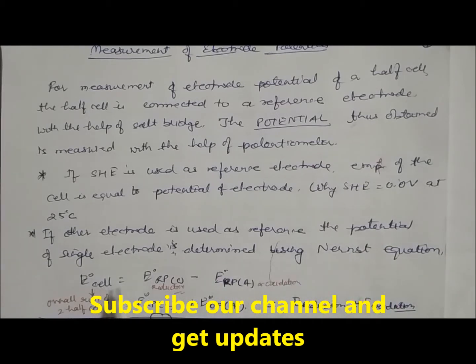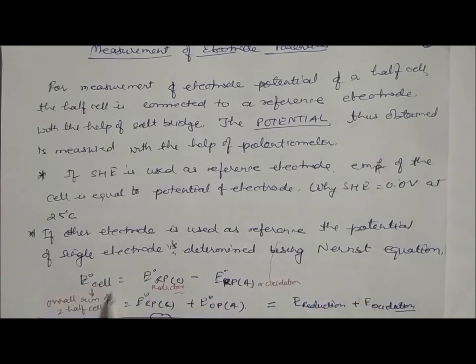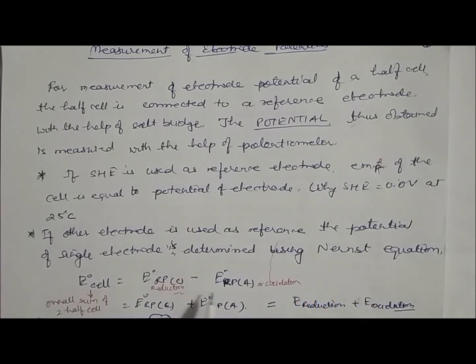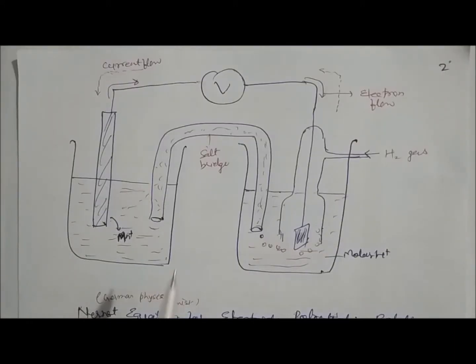So E naught of cell will be equal to E naught RP of cathode minus E naught RP of anode. Here the cathode is reduction, the anode is oxidation, and this is nothing but the sum of the two half cells. Or instead of reduction potential, we can write E naught RP of cathode plus E naught OP of anode, or reduction plus oxidation. So these are the three different formulas to find the total EMF for the sum of the two half cells.